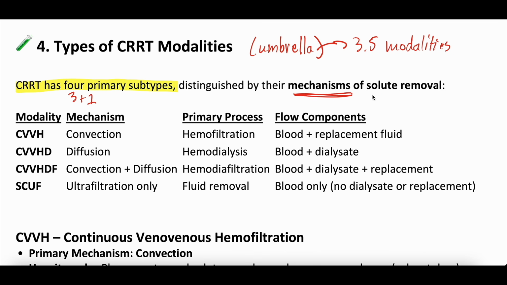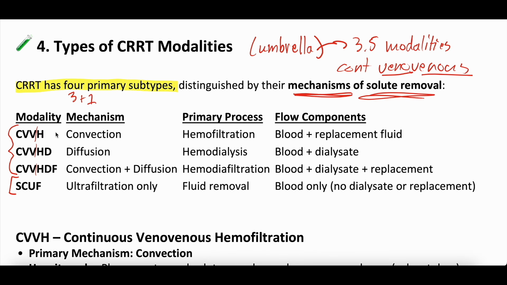And they're distinguished by their mechanisms of solute removal, okay? So when we're looking at these, the first three are CRRT modalities, and this last one, SCUF, is a CRRT, but just a little bit different in terms of how it works. Focusing on the first three, you'll see CVV in all of them: CVVH, CVVHD, CVVHDF. And I want you all to just ignore the CVV part of this, because CVV just stands for continuous veno-venous. It just means continuous blood drawn from one vein into the machine and then put into another vein, continuous veno-venous.